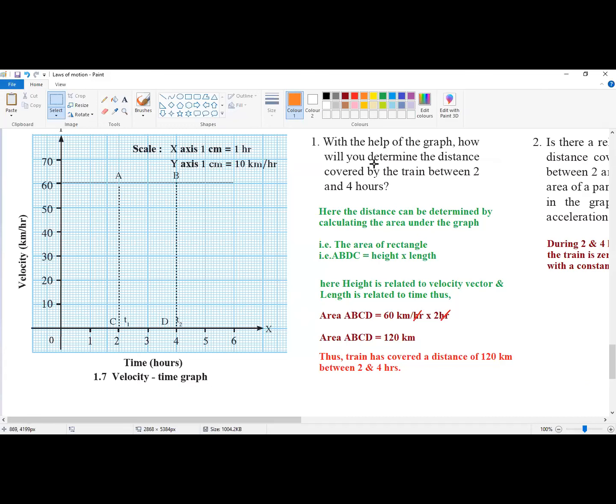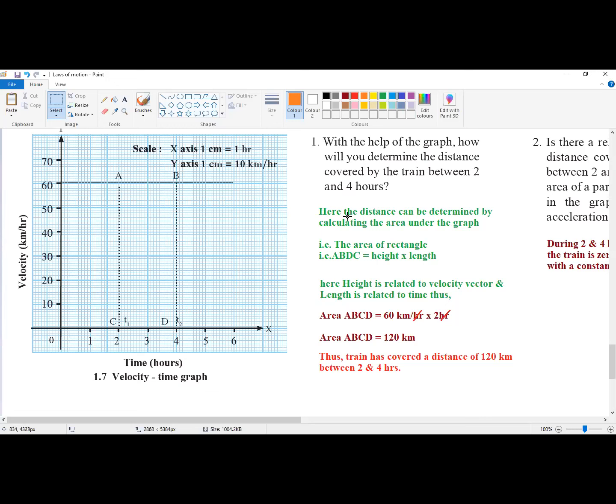You are asked to determine the distance covered by the train between 2 and 4 hours. Along the x-axis, you will find the time in hours, and along the y-axis, you will find the velocity in kilometer per hour. So we have to find the distance. So how to find distance through the graph?